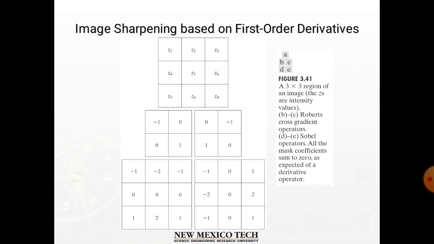The nonlinear aspect of sharpening with the gradient is the computation of Mxy, involving squaring and square roots, or the use of absolute values, all of which are nonlinear operations. These operations are performed after the linear procedures which yield gx and gy.